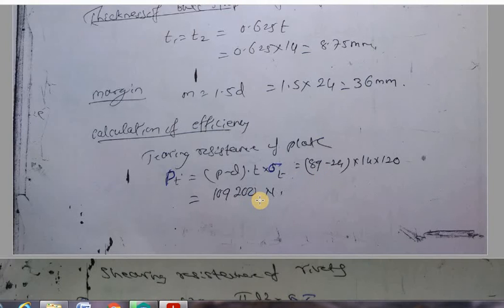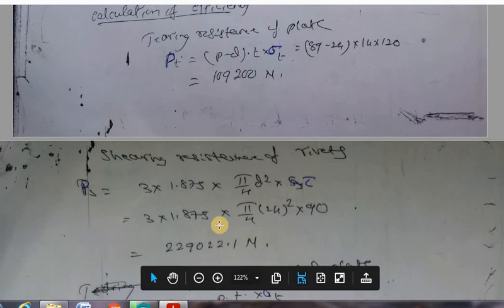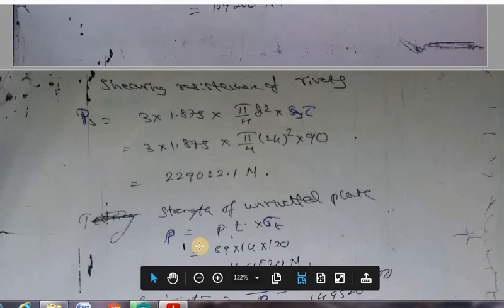So I'll get this value of 109.2 kilonewton. Shearing resistance of the rivets is N times 1.8587554 d square into tau. N is 3, since it is a triple riveted butt joint, so triple riveted means 3. So I'll put the value here, so I'll get this as a value.